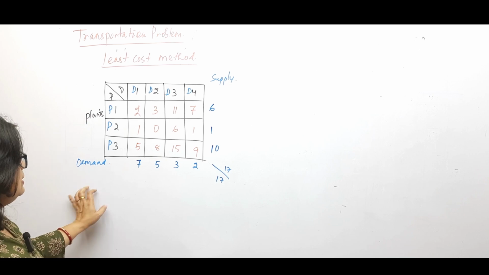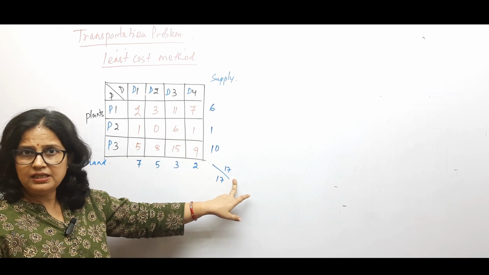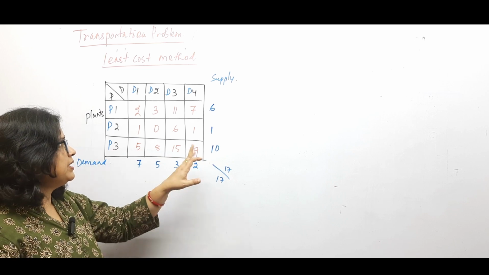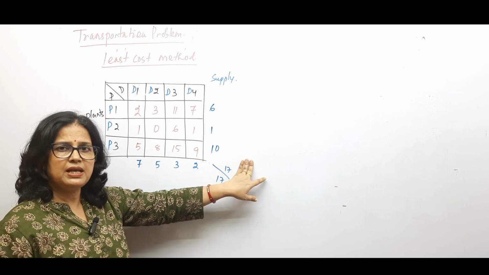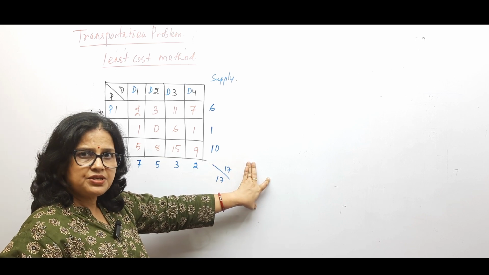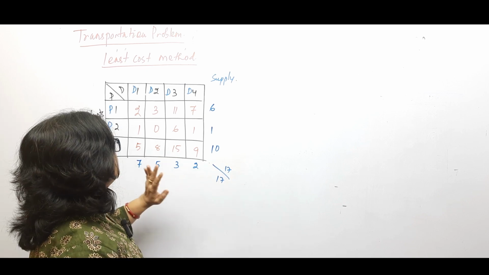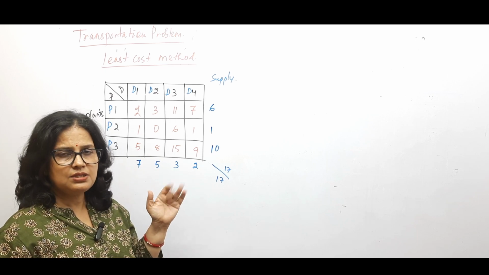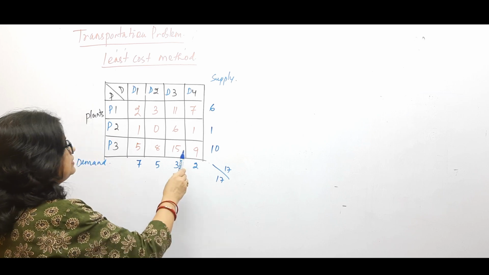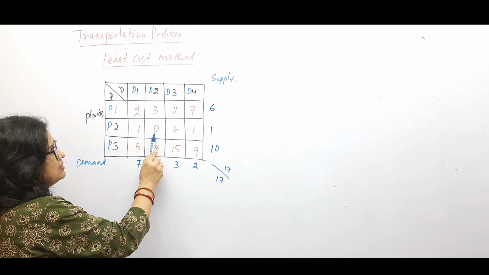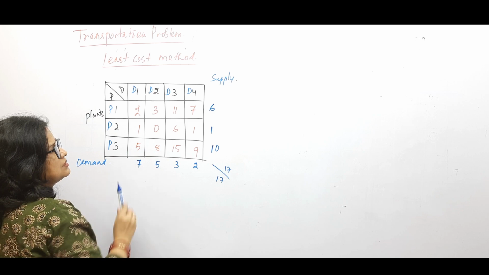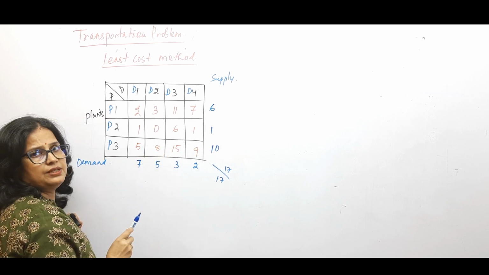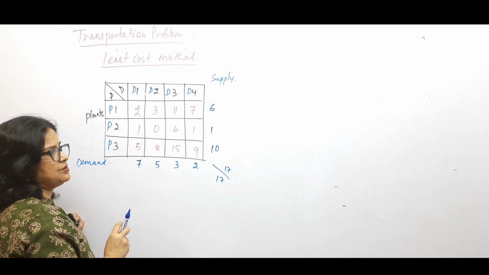So if you see, our total supply is 17 and demand is also 17. So demand is equal to supply. So this is a balanced transportation problem. So see how we are going to solve it by the least cost method. If we see our matrix, here the least cost is 0. So first we need to assign the value to 0.